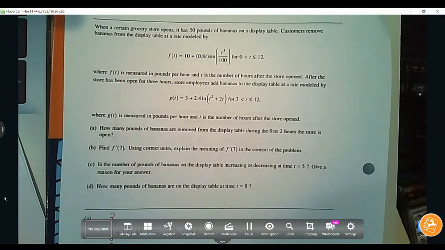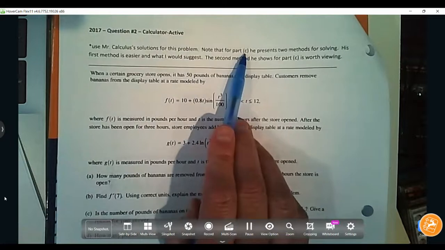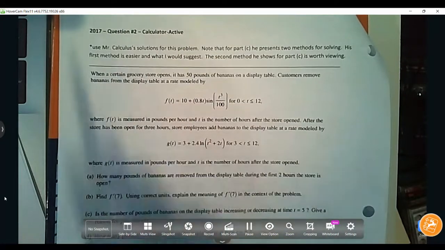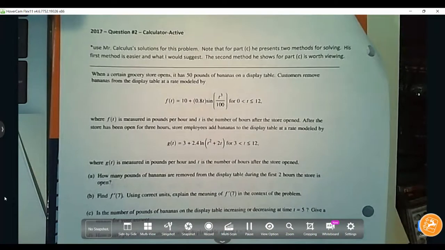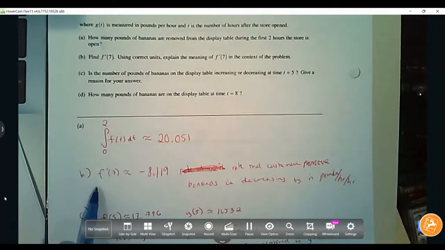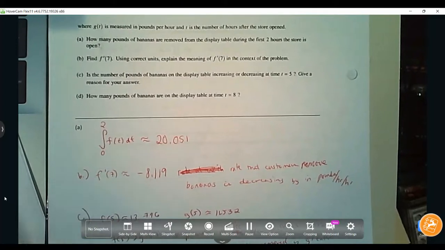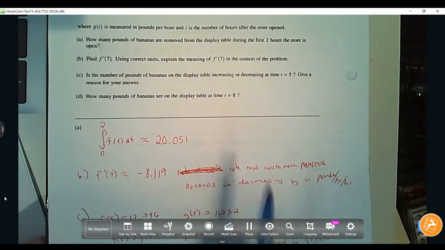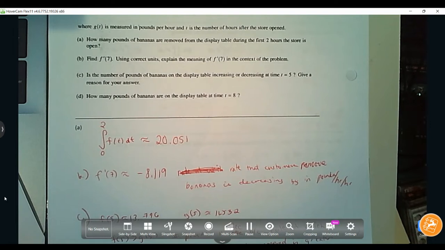I do like Mr. Calculus's solutions for these problems. For part C, he did 2 methods. The first method is the one that I would suggest. And one thing I want to mention is when you look at part B, it asks you to interpret the meaning of f prime of 7 in the context of the problem. What I want to let you know is it doesn't have to sound good. It can sound kind of awkward as long as it's correct. So the answer that Mr. Calculus gave is the rate that customers remove bananas is decreasing by pounds per hour. And you can word that different ways.